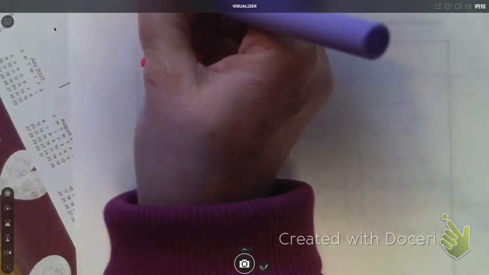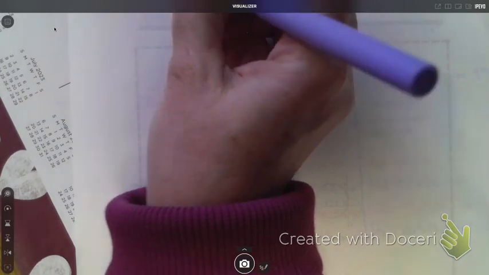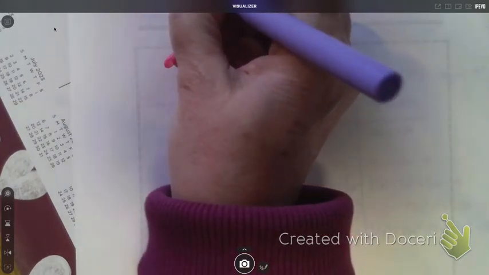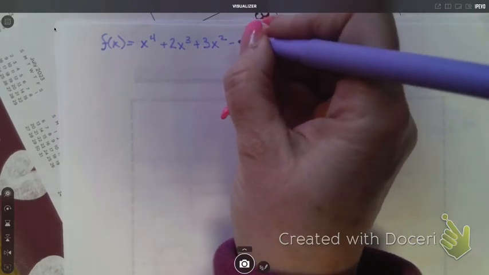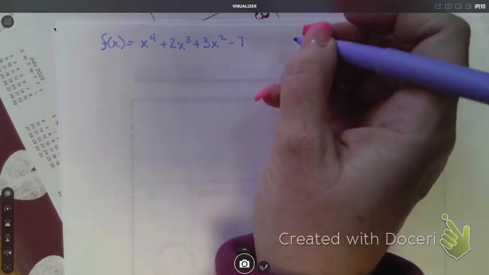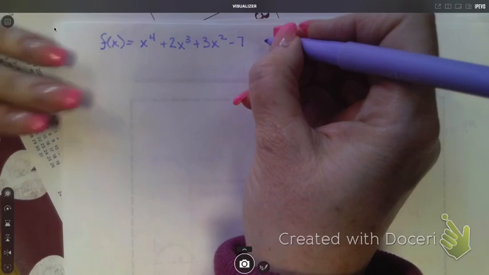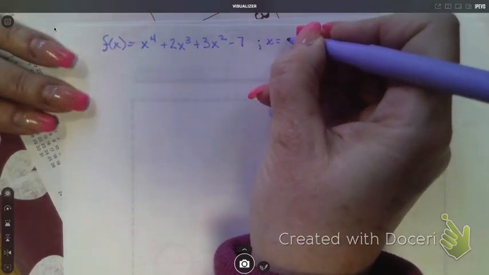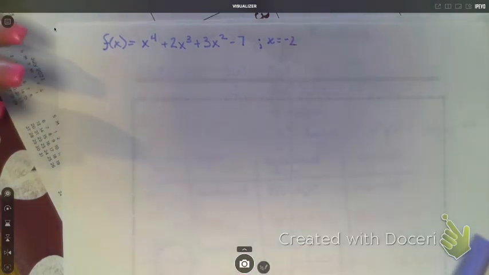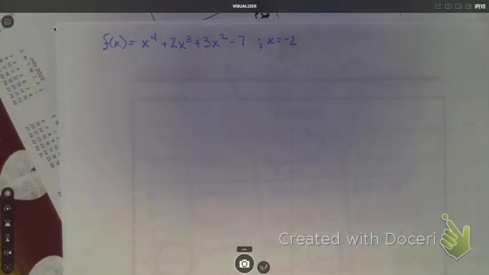No, 2x to the 3rd plus 3x squared minus 7. And they're going to say evaluate using whatever, but then they're going to have a semicolon, x equals -2. So we're supposed to do the same thing we did when x is what?